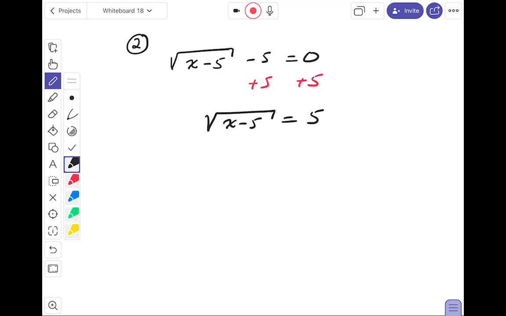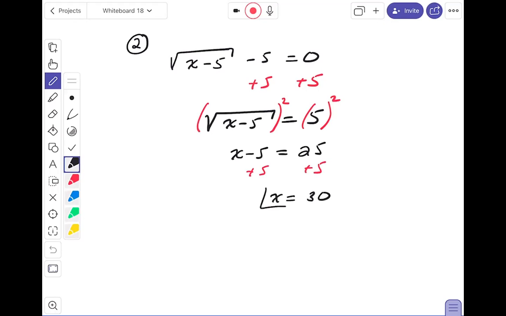Well, now the radical is isolated. It's alone on one side. So what's our recommendation? Raise both sides of the equation to the index. And what's the index? It's a square root, so it's a 2. What do you get? Something pretty simple. x minus 5 equals 25. I'm going to add 5 to both sides now. And what do you get? You get x equals 30.